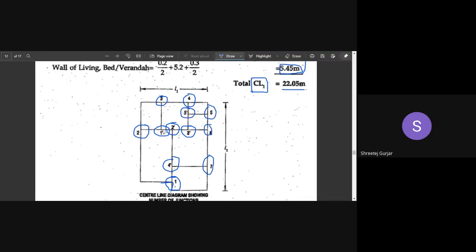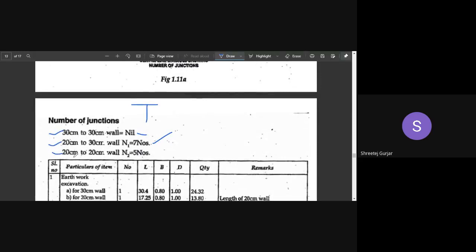So all of these are named as 1 dash, 2 dash, 3 dash, 4 dash, and 5 dash, just to differentiate between the different types of junctions. You can see there are 5 junctions of 20 centimeter wall getting into 20 centimeter wall, and we name it as N2, and they are 5 in number.